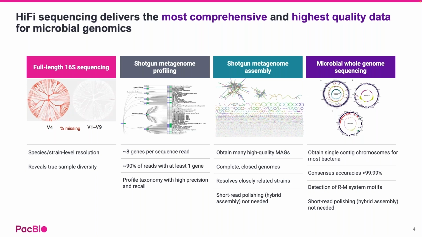And for microbial whole genome sequencing, so from single isolates, you can get complete microbial genomes with ease and confidence. And for most microbes, closed genomes with accessory plasmids can be assembled with a single touch using the default settings of our assembly pipeline. And again, short read polishing or hybrid assembly is no longer needed when you use HiFi. And all of this is made possible because PacBio HiFi combines both long read lengths with high accuracy.